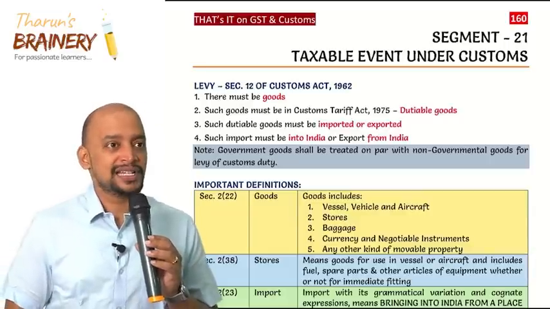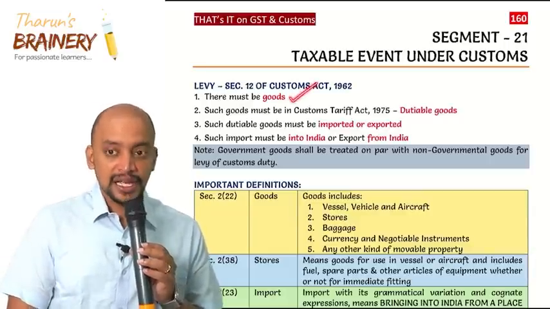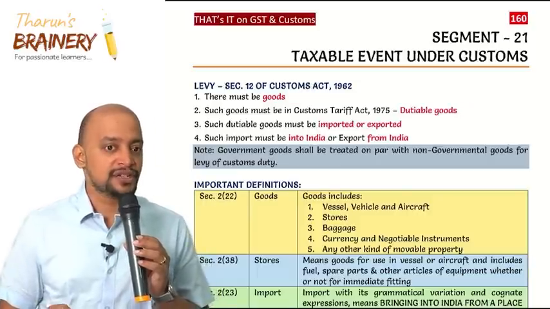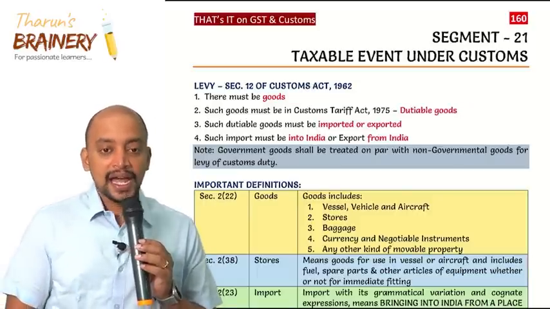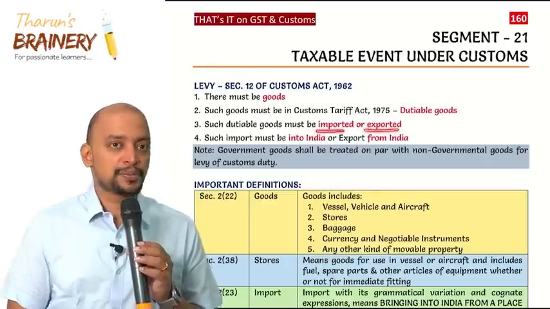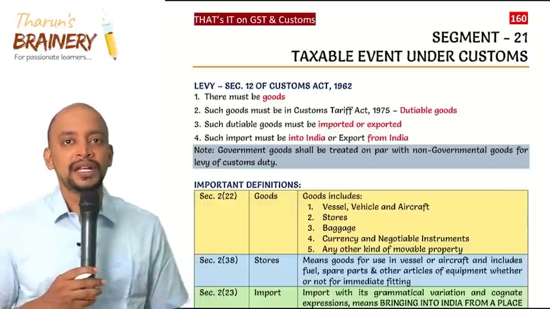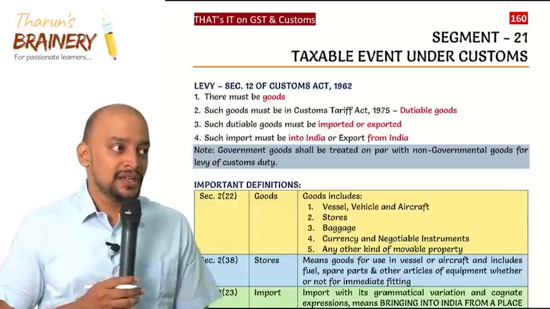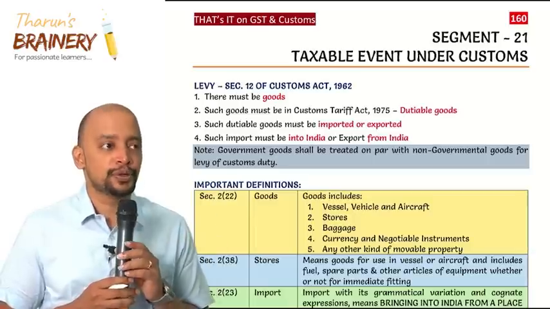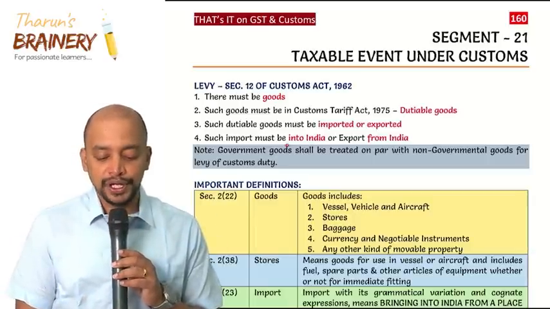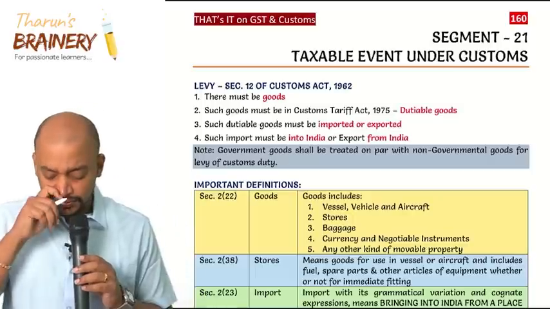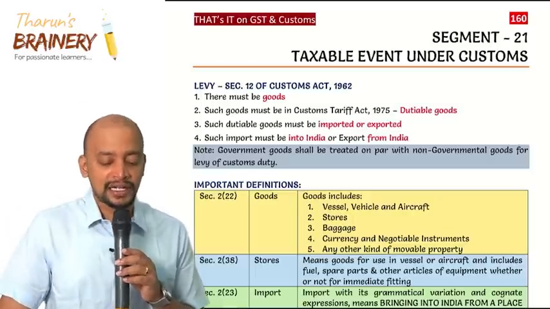So the first condition is that there must be goods, and such goods must be specified in Customs Tariff Act, means it should be dutiable goods, and such dutiable goods must be imported or exported, because import or export is the charging section. So therefore the basis of levy is on import or export, and where it should be imported, it should be either imported into India or it should be exported from India. What is the meaning of India?